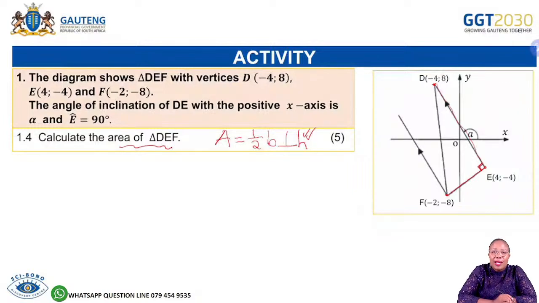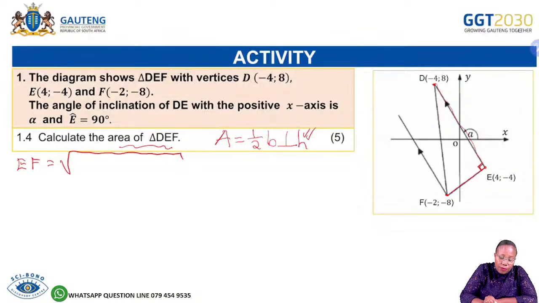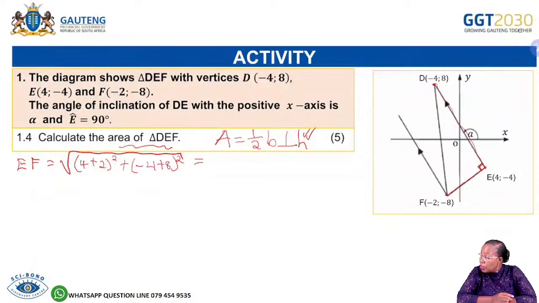So now you need to start by calculating the distance of FE. So we are going to calculate EF is equal to the square root of, remember it's x2 minus x1, therefore it will be 4 plus 2 squared plus the y2 minus, that is minus 4, plus 8 squared. And then you put this into your calculator, grade 12, we end up with 2 square root 13 for EF.